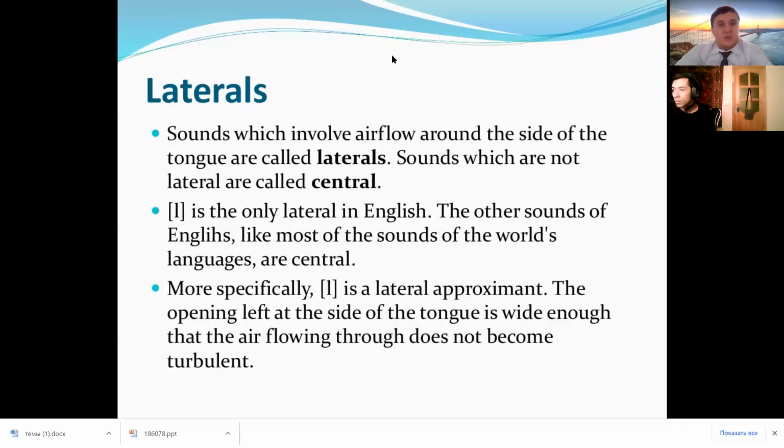Sounds which involve airflow around the side of the tongue are called laterals. Sounds which are not lateral are called central. L is the only lateral in English, la, la. The other sounds of English, like most of the sounds of the world's languages, are central. More specifically, l is a lateral approximant. The opening left at the side of the tongue is wide enough that the air flowing through does not become turbulent.